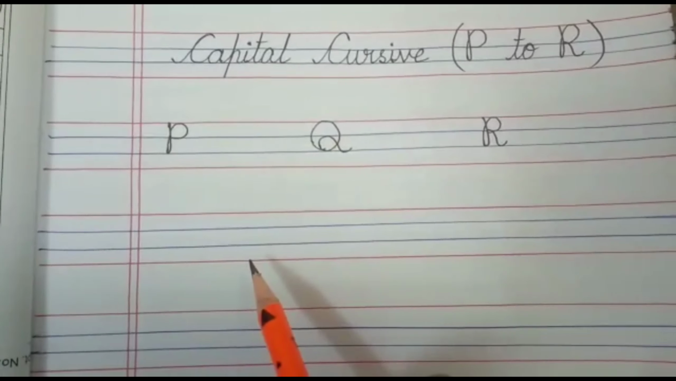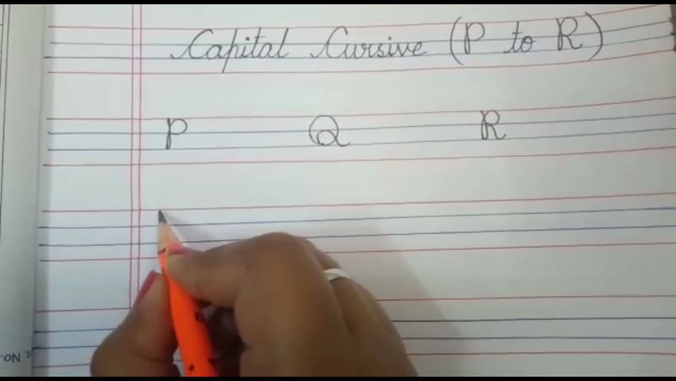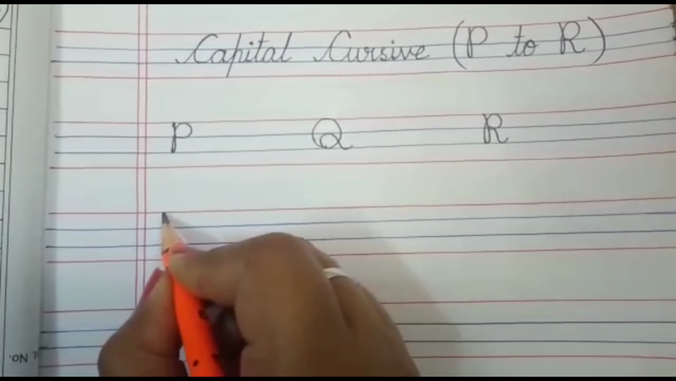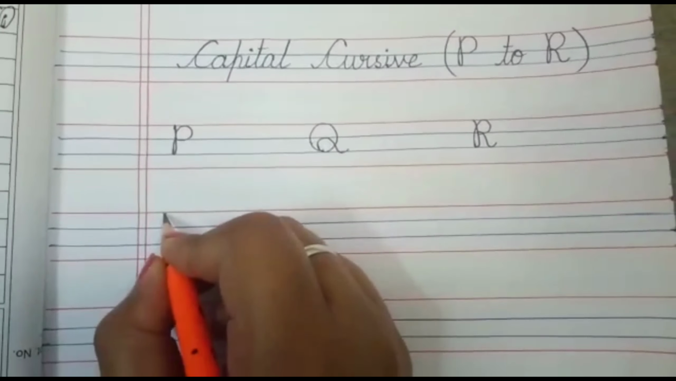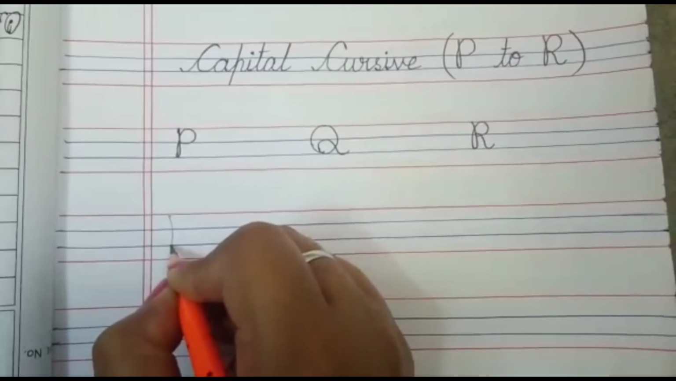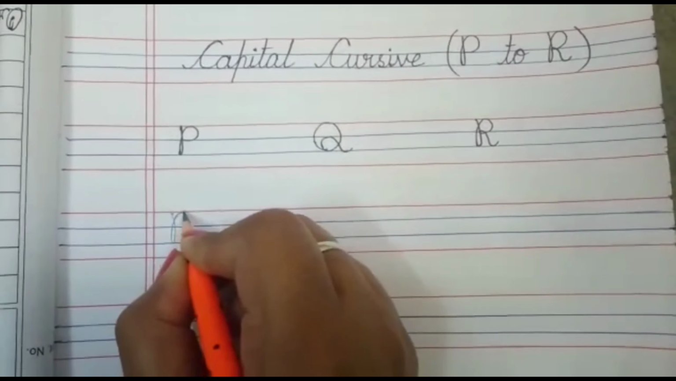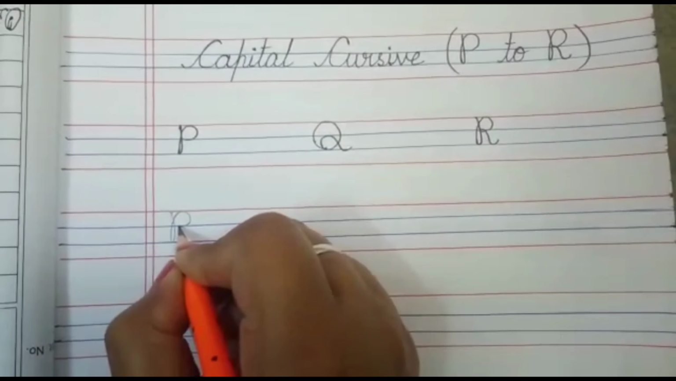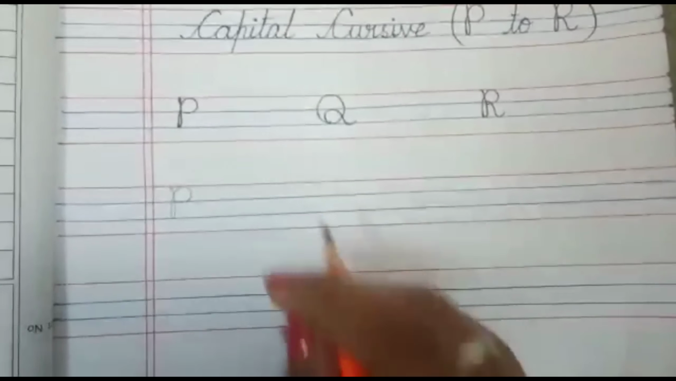Now I am going to show you how to write P. So this first red line is our starting point. I have put a dot over here. From here, I will come down to the second blue line. From there, again I will go up to the red line and then I will just join this. Okay, in this way we will write P.